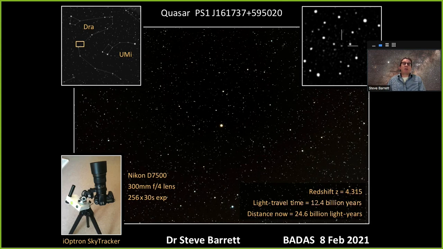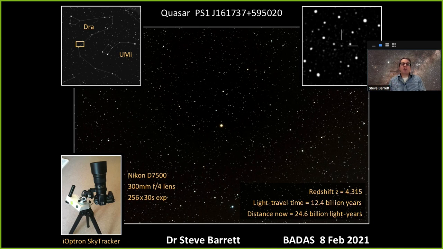So this is a graphical representation of what I've been saying. There's the main image in the middle. In the bottom left is the camera that I used to take the picture. In the top left is showing you where I pointed it in the constellation of Draco, and in the top right there's a blow up of the central region of the image where the quasar is highlighted by the 2 grey lines there. And a reminder of the stats in the bottom right, a redshift of 4. It's taken more than 12 billion years for the light to get here, and the distance to this object now is a phenomenal 25 billion light years.